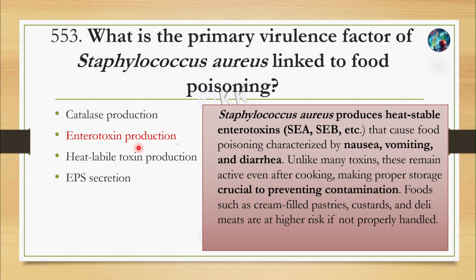Staphylococcus aureus produces heat stable enterotoxins that cause food poisoning characterized by nausea, vomiting, diarrhea, etc. Unlike many toxins, this remains active even after cooking, making proper storage crucial to prevent contamination. Foods such as cream-filled pastries, custard, etc. may have the Staphylococcus aureus toxin. So let's see today's next question.